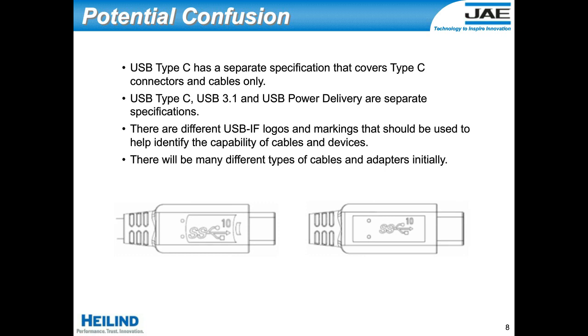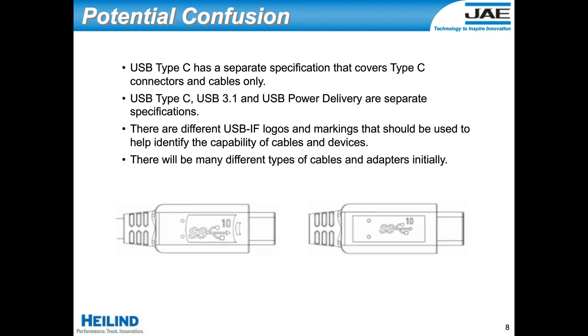The use of USB Type-C connectors and cables doesn't necessarily infer that either high speed or high power is actually being used. So USB Type-C connectors and cables can be used just for low speed charging and also for low speed data transfer as well. It doesn't necessarily have to be USB 3.1 high speed or USB PD, high voltage, high current charging.